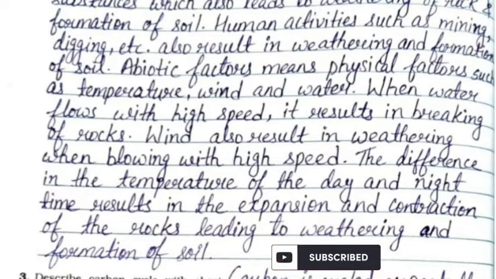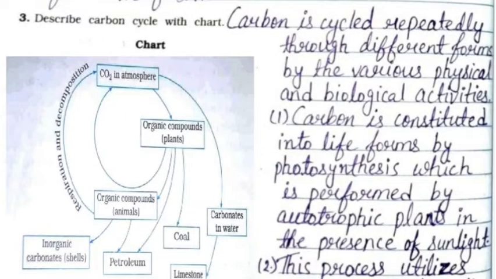When water flows with high speed, it results in breaking of rocks. Wind also result in weathering when blowing with high speed. The difference in the temperature of the day and night time results in the expansion and contraction of the rocks, leading to weathering and formation of soil. Third one is describe carbon cycle with chart.